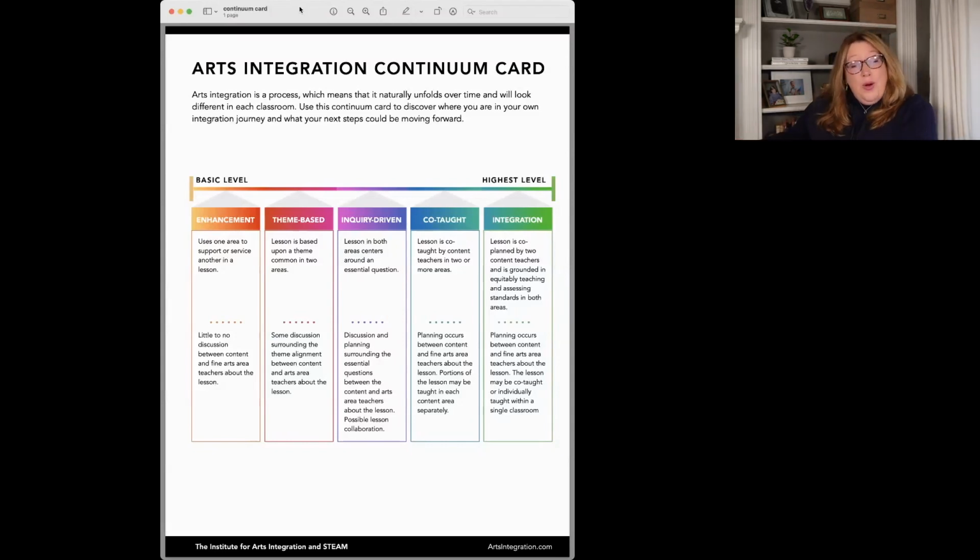And then from there, one step further, we get arts integration. So that's when the lesson is co-planned by the fine arts teacher and the content area teacher, and it's grounded in equitably teaching and assessing the standards in both areas. So let's take that lesson that we just talked about that has now morphed from a theme-based lesson to an inquiry-driven lesson to a co-taught lesson to bump it up into arts integration. Now we're going to take a look at the standards.